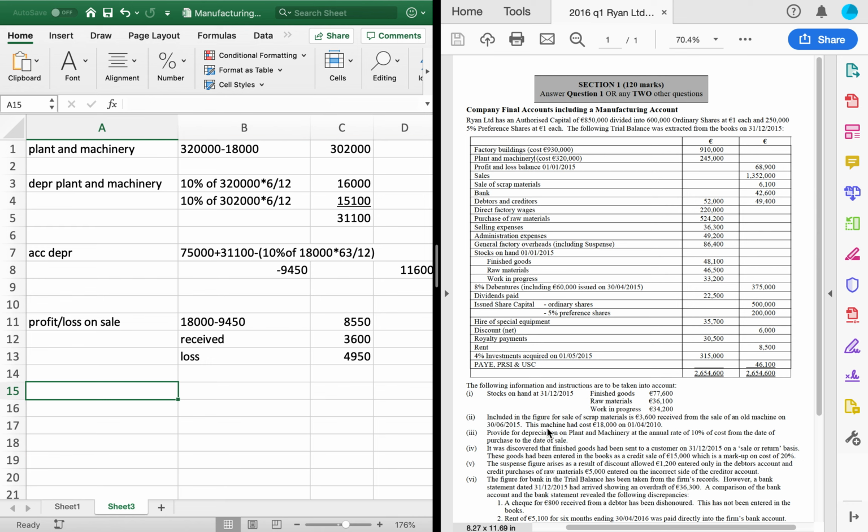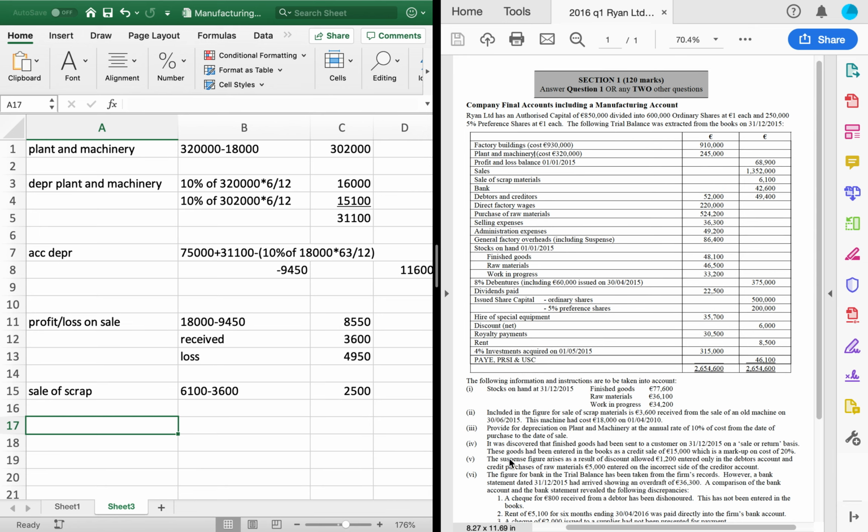Then going back up to the check for the net amount, where you received, you got 3,600 for the sale of the scrap. So the sale of scrap is 6,100, and we're going to have to take out that 3,600 because it shouldn't have gone in there in the first place. So that's 2,500, which is what it should have been. Okay, so that's that working finished. That's basically the big long working in this one.